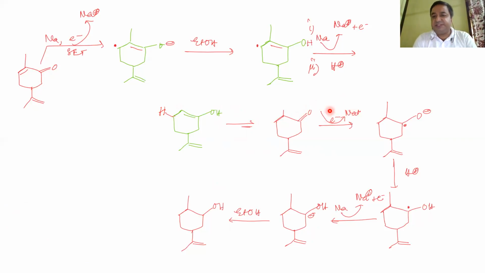Under these reaction conditions, what will happen? The ketone will be further reduced again by the single electron transfer method, and it will result in the formation of an alcohol as shown in the mechanism. So it is the Na in the presence of ethanol, which gives you Birch reduction, that will give you the desired product over here. So our answer should be 2.